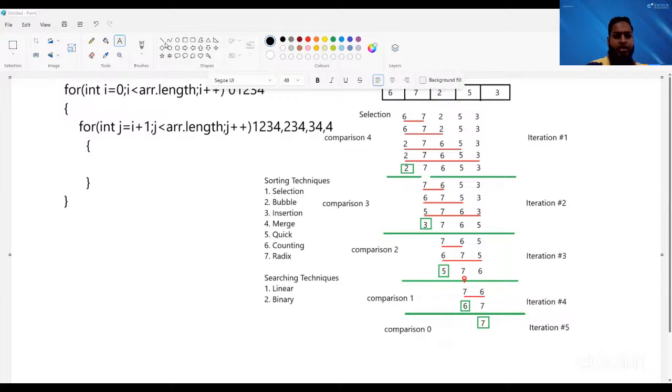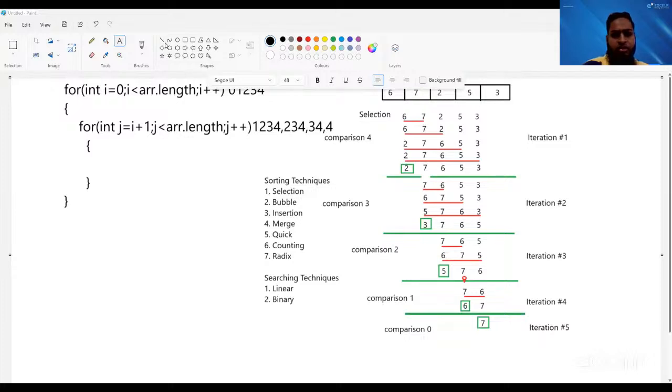Then next, what do you compare? Next, you compare 7 with 3. Now, do I need to swap this? Yes. So 6, 2, 5 at their original places, and 3 and 7 will swap. And now after the first iteration, my biggest number has got its place. My biggest number has been washed away till the seashore, and I have got my biggest number over here.